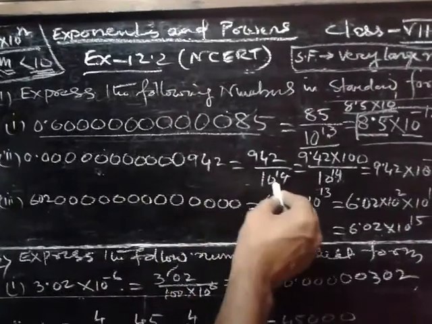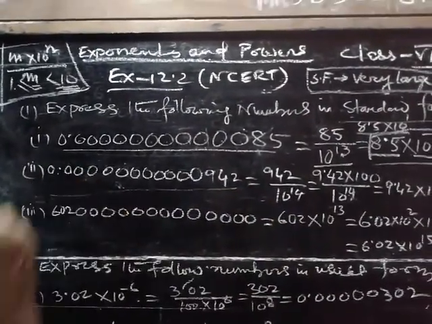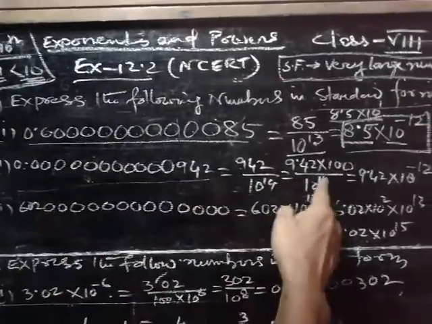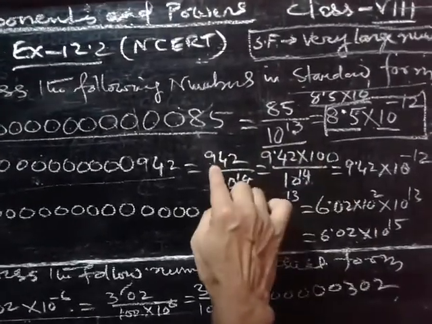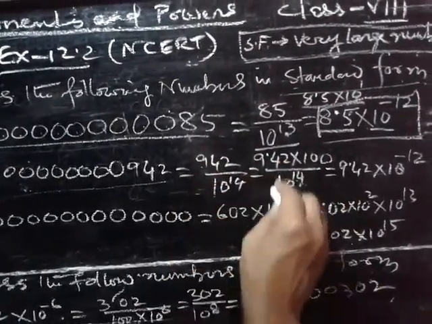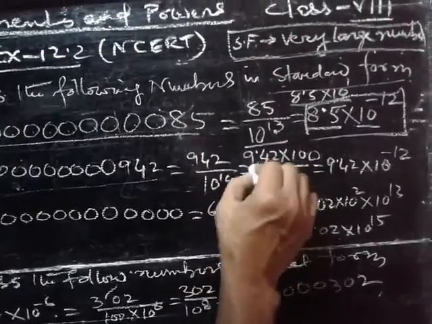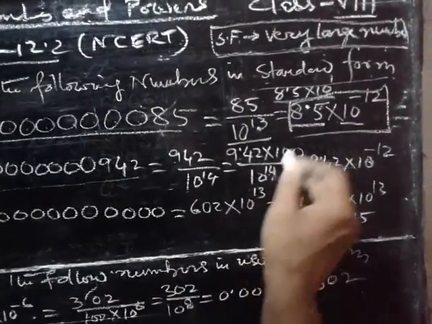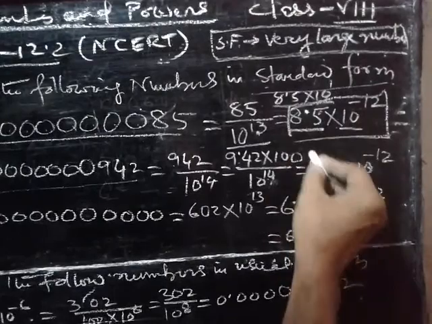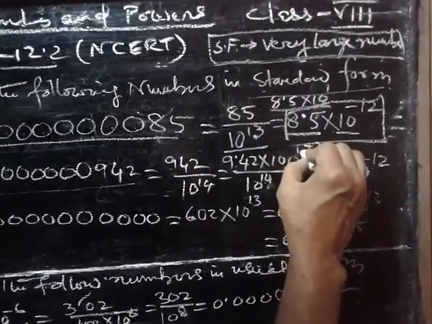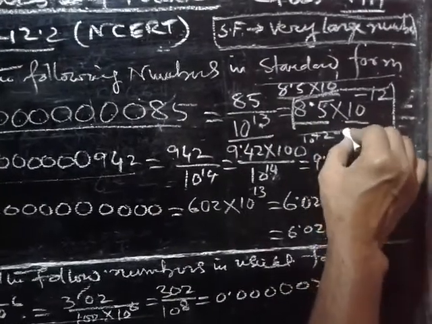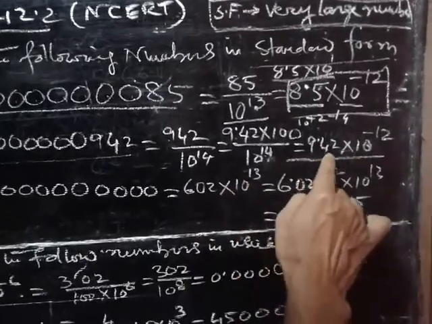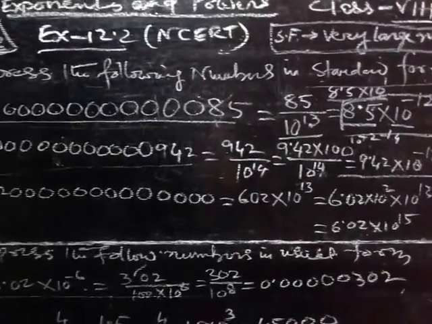In this way, here there are 14 digits after the decimal. So 942 divided by 10 to the power 14. So it is coming 9.42 into 100, that is actually 942, so it will be less than 10. So we are keeping it like this: 9.42 into, this is minus 14 divided, and this is 10 squared, means plus 2. So minus 14 plus 2, it is actually minus 12. So this is actually 9.42 into 10 to the power minus 12.